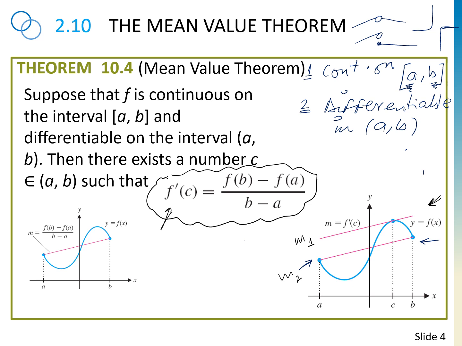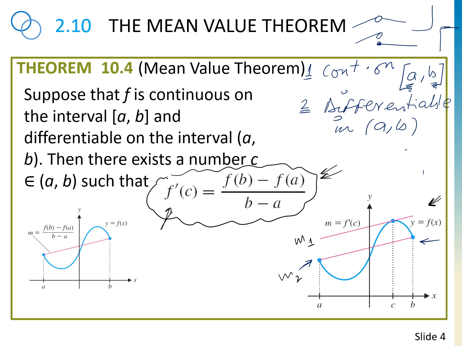So how do you say? You know from algebra that the slopes of parallel lines are always equal to each other. So the mean value theorem says that there exists a number C such that the derivatives of the tangent and the secant line are equal to each other, or the two lines are parallel to each other. Okay, so this is the formula of the mean value theorem: f prime of C equals f of b minus f of a over b minus a.